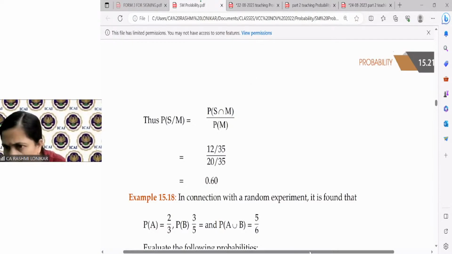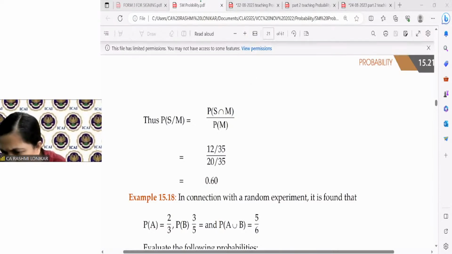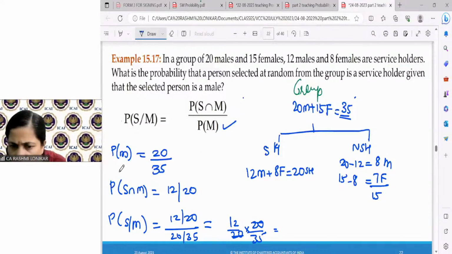Where is my sheet? Oh no, this is 35. Wait. This is 35. The total number is 35, right? In the group, they have 35. Out of 35 people, 12 male. Okay, how many males are there who are service holders? That are 12 upon 35. So 12 upon 35 and 20 upon 35.